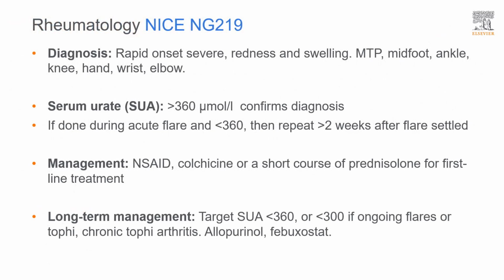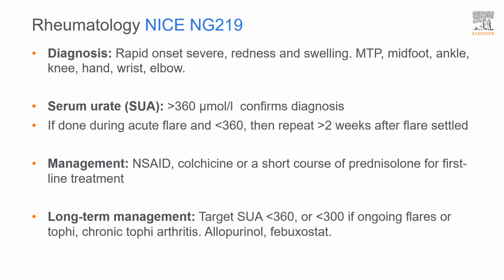Gout is probably one of the most commonly tested topics in rheumatology that you're going to get. I'll go through some of the NICE guidelines that relate to acute gout, which is one of the most common inflammatory arthritides. Now, gout is diagnosed clinically. It's based on the following presentation: rapid onset, severe pain. Often, when I say rapid, it means overnight. That's the speed at which it comes on.